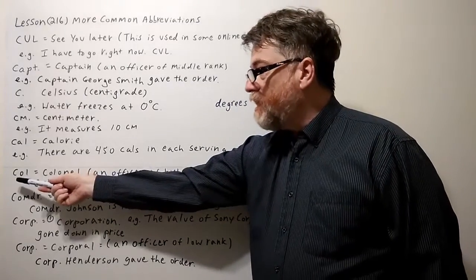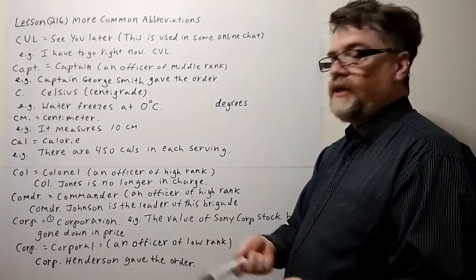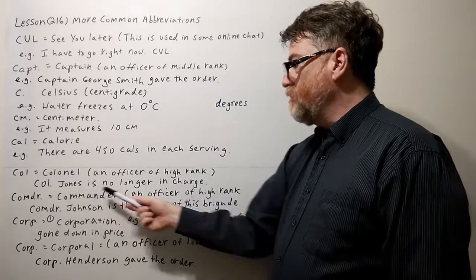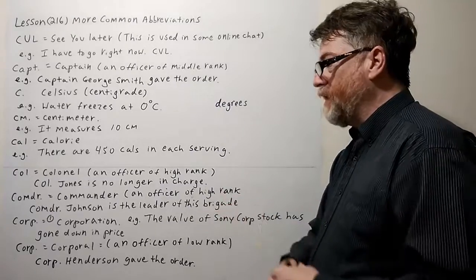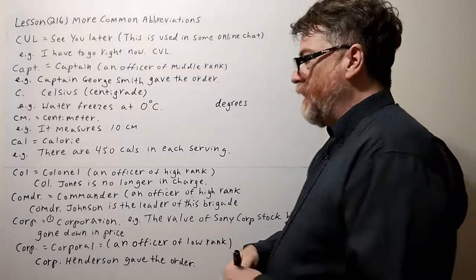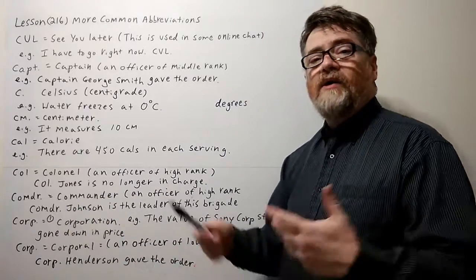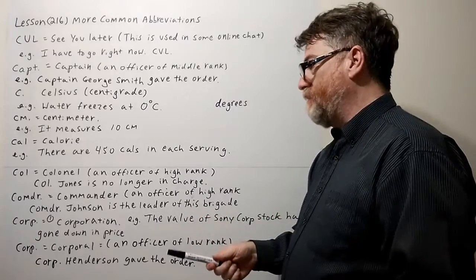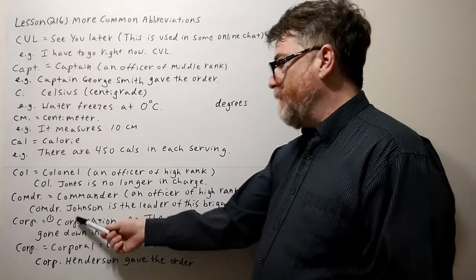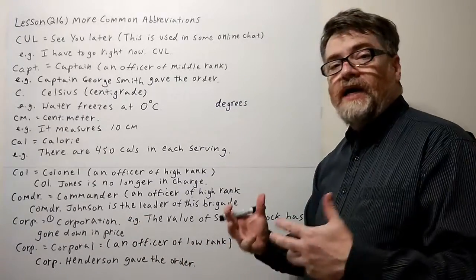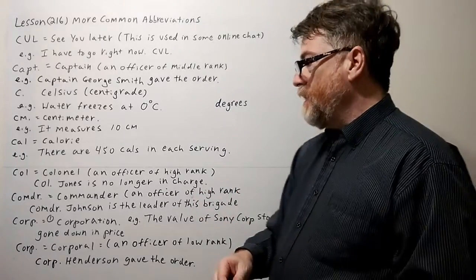Here we have another military rank, a colonel, COL for colonel, an officer of high rank. All right, so Colonel Jones is no longer in charge, meaning he's no longer in command. Maybe they changed to somebody else. Maybe he retired. CMDR, I know a lot of students have trouble with this one. Commander, we don't come across it as much, but it is another military rank, commander. Also an officer of high rank. Okay. So Commander Johnson is the leader of this brigade. Brigade, of course, is a group of soldiers sent out on some assignment or some mission.